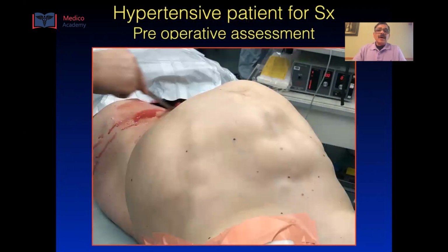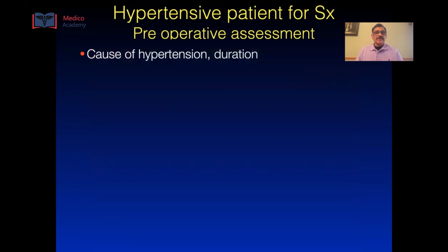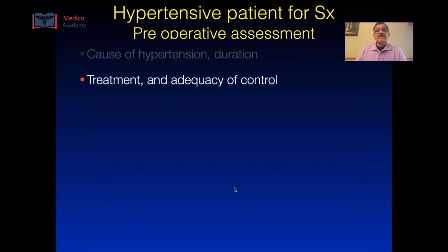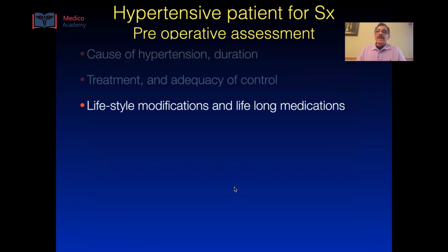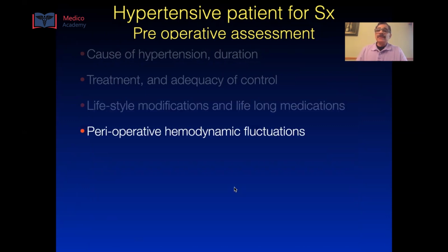So let us now talk about management of a hypertensive patient coming for surgery. So, preoperative assessment. First, we need to know what is the cause of hypertension and for how long the patient has been suffering from this. What kind of treatment is the patient on, and is it adequately controlled or not? We can also take this opportunity to counsel the patient on lifestyle modifications, and they should carry on with the treatment.